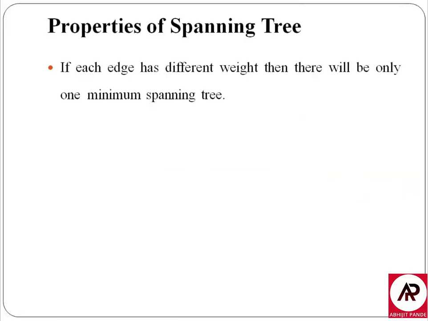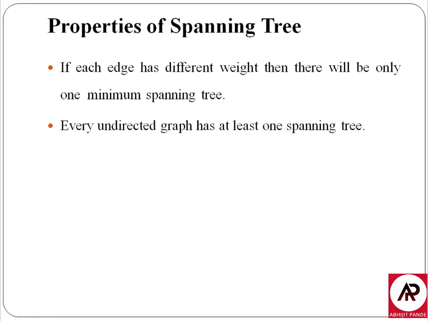If the weights assigned to the edges are the same, then there can be multiple minimum spanning trees. But if we assign different weights to the different edges of the graph, then we will get only one spanning tree. As we saw in the previous example, different weights are assigned to the different edges. That's why we got only a single minimum spanning tree having the cost equal to 9. Then for every undirected graph, there is at least one spanning tree. If we have an undirected graph, then at least a single spanning tree exists for the given graph.